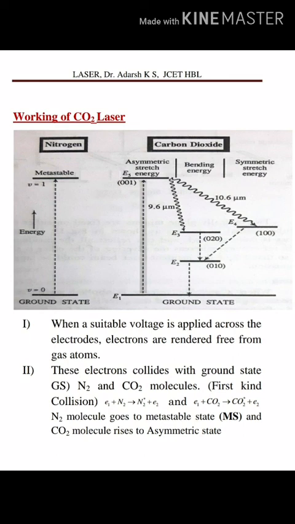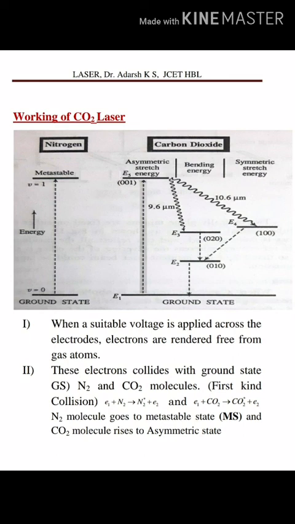Now we can define it by energy terms. The lowest state is the ground state, denoted by energy level E1. The next higher energy levels are the bending mode, E2 and E3, and E4 is the symmetric stretching mode, which is intermediate energy. The E5 state is the asymmetric stretching mode, and it exhibits the highest energy.